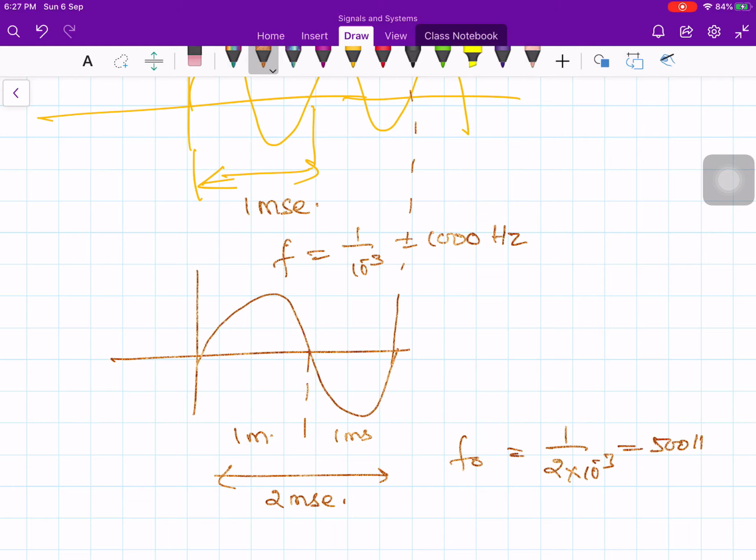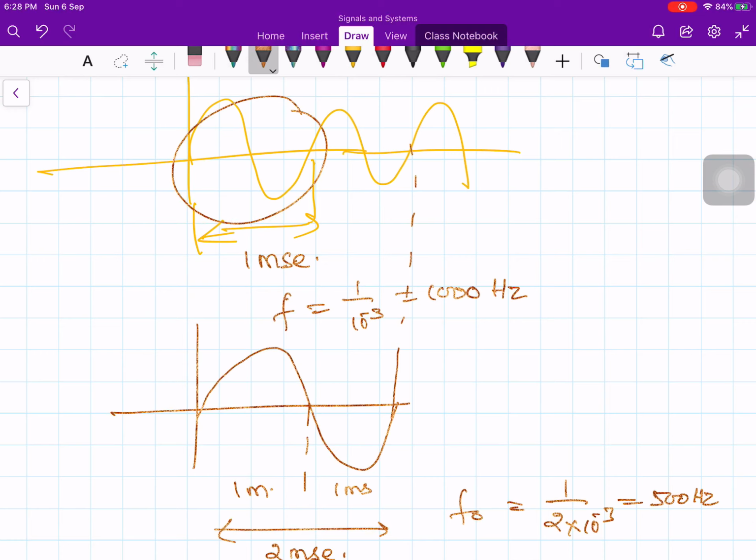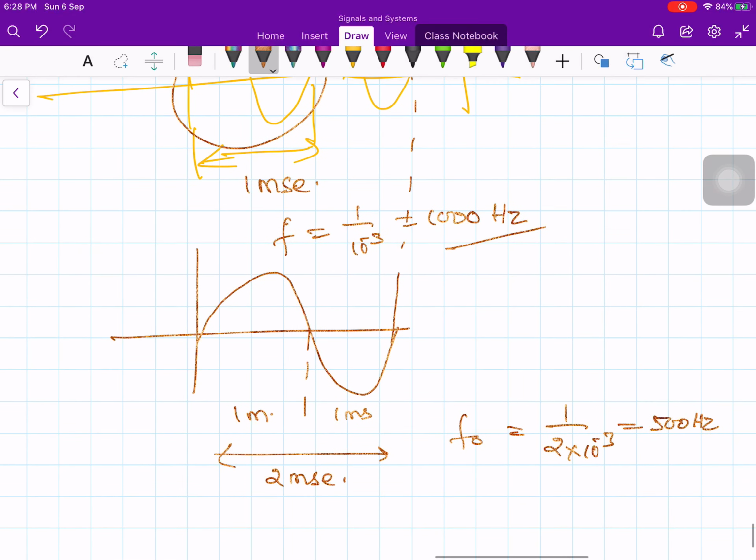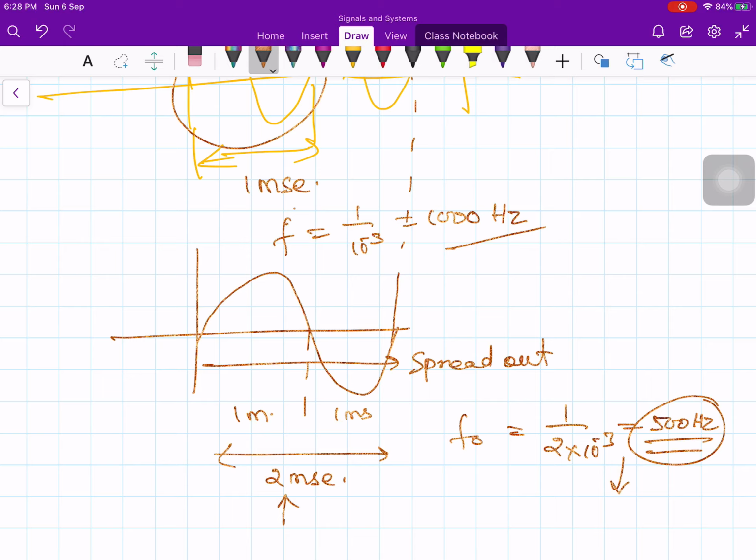So here it is compressed. If time is compressed, then you have more frequency. If you spread out in time, then the frequency domain gets compressed. You increase the duration by 2 times, then the frequency is reduced by half. Here t naught equals 1 millisecond and f naught is 1000 hertz, and here t naught is 2 milliseconds and f naught is 500 hertz. So both are varying in the opposite direction. That's what we are trying to say. Okay, let me stop at this point. Thank you very much.